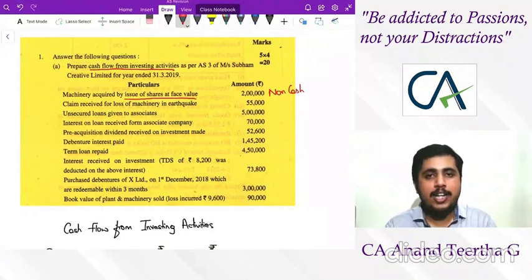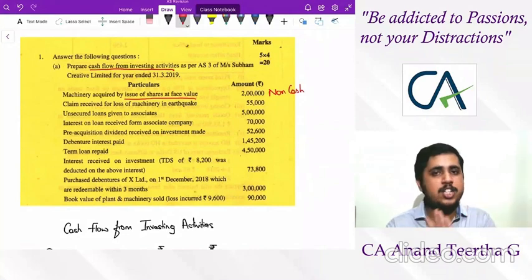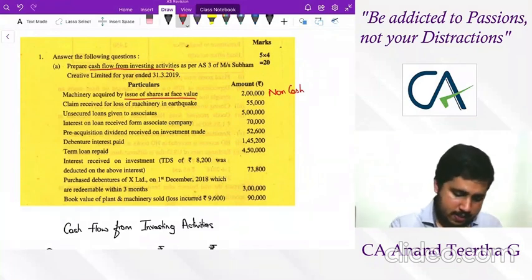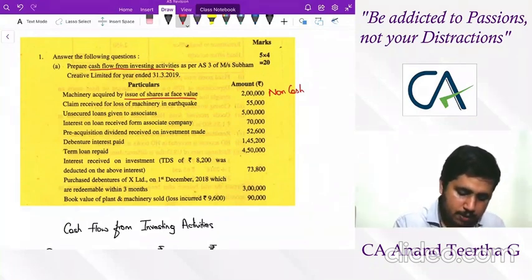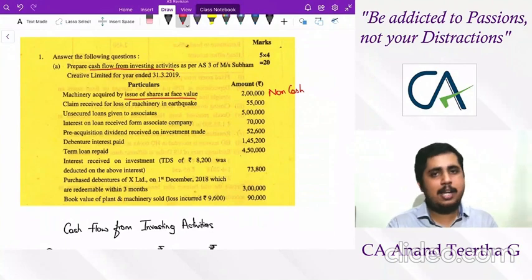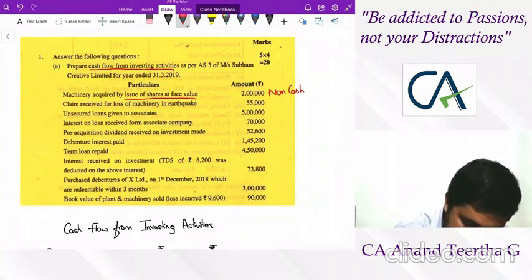If it is a non-cash item, it should never come in the cash flow statement. We have already seen that. Only cash inflow or cash outflow is considered. Next, claim received for loss of machinery in earthquake. Claim is received, which means this is investing activity. Agreed. But this is an extraordinary item.